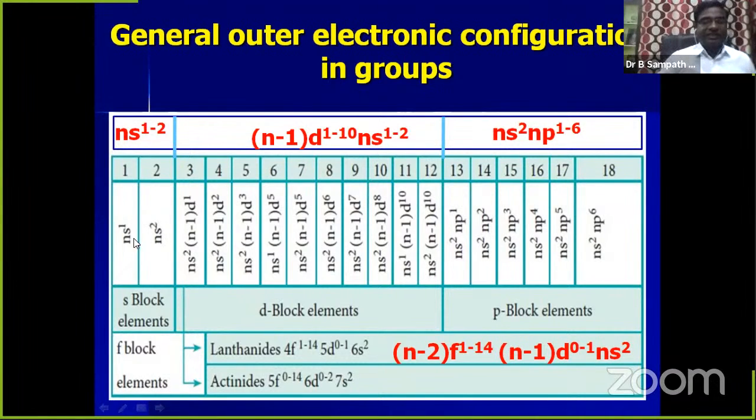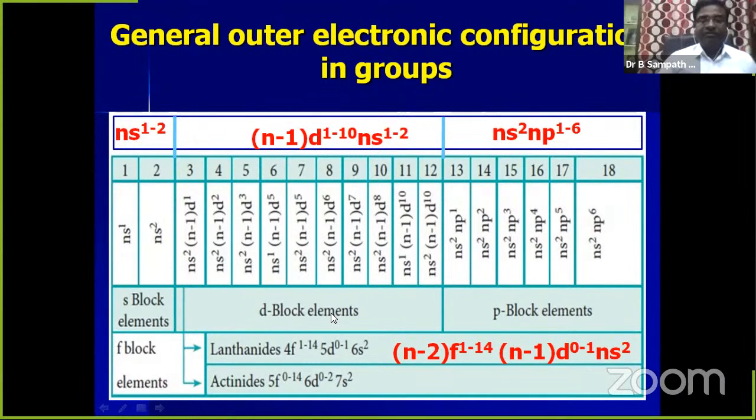This first and second group are both combinedly called S-block elements, and the general outer electronic configuration of the S-block is ns1 to 2, that is ns1 and ns2. In the same way, for P-block elements, the general outer electronic configuration is ns2 np1 to 6. See here np1, np2, np3, np4, so like that up to np6. So that's why ns2 np1 to 6.